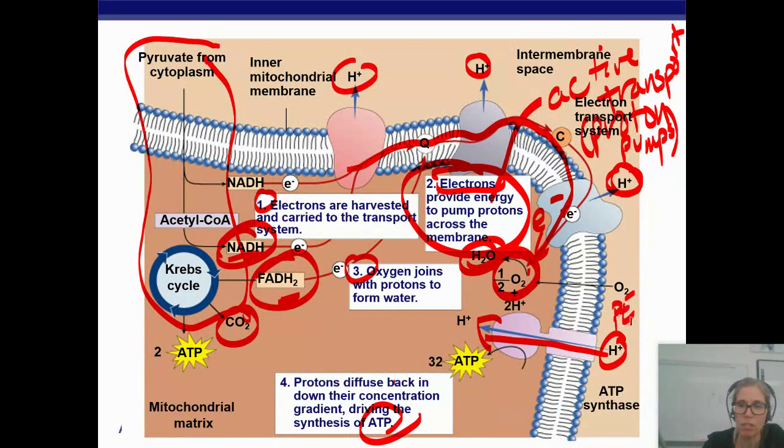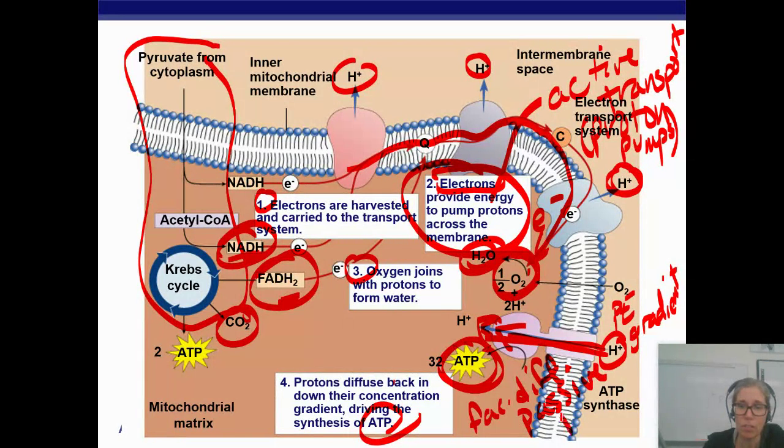So there's potential energy in the gradient. And as they come through, that's used to make ATP, chemical potential energy. As they come through here, that's just facilitated diffusion, which is a type of passive transport. It's a little bit tricky here because passive transport doesn't require energy, has nothing to do with ATP, but here it is making ATP. Kind of wacky, right? A little bit wacky.